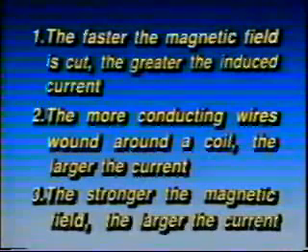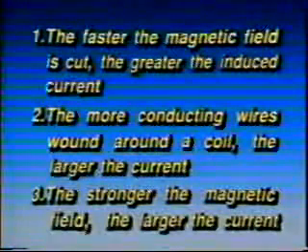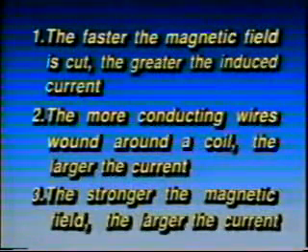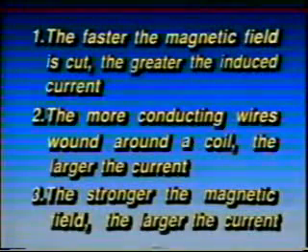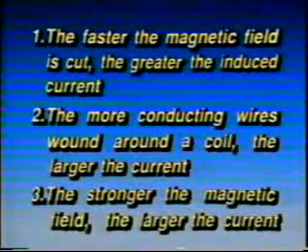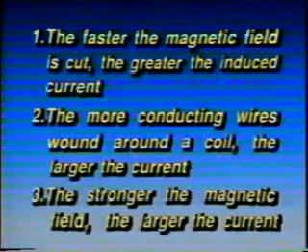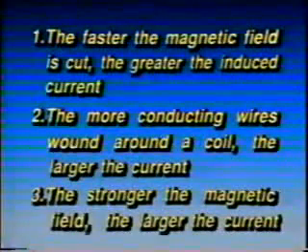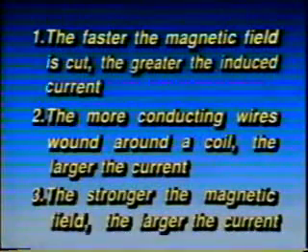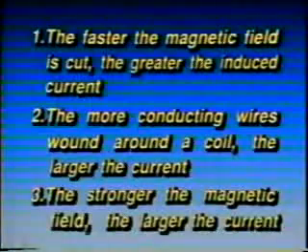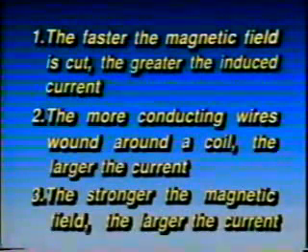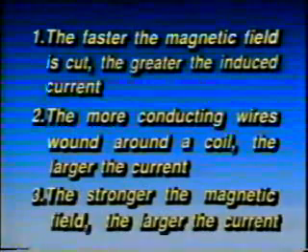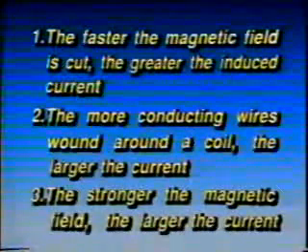These experiments show the following principles. The faster the conducting wire cuts the magnetic field, the more current is generated by electromagnetic induction. The more current conducting wire wound around a coil, the greater the induced current. The stronger the magnetic field, the larger the induced current. These 3 points are very important because they are basic to knowing how to control the amount of power the alternator generates.